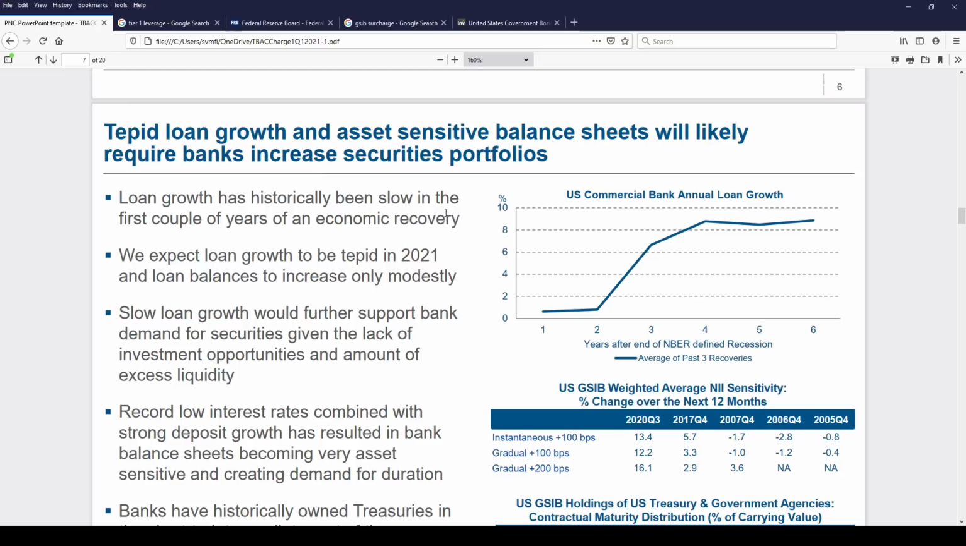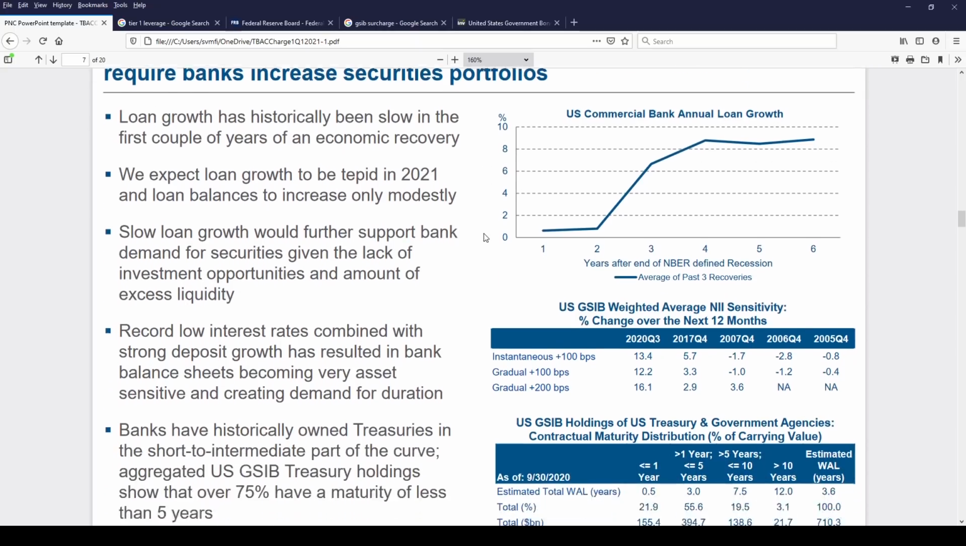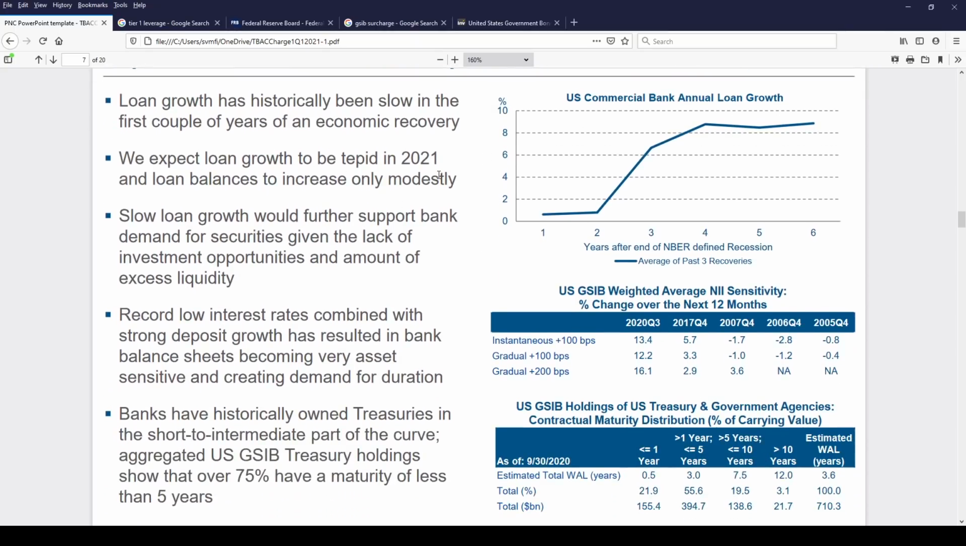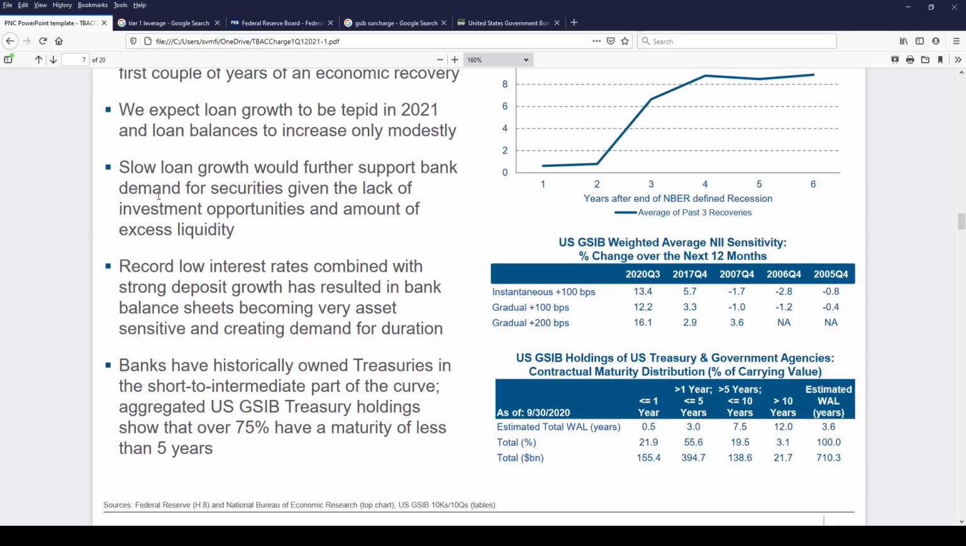Loan growth has historically been slow in the first couple of years of an economic recovery, and they expect loan growth to be low in 2021. It's going to be lower when the SLR comes off at the end of March, and loan balances to increase only modestly. Slow loan growth would further support bank demand for securities given lack of investment opportunities and amount of excess liquidity. So they're saying, look, banks would like to lend, but because lending is too risky and the economy is really weak, they're going to buy more bonds.